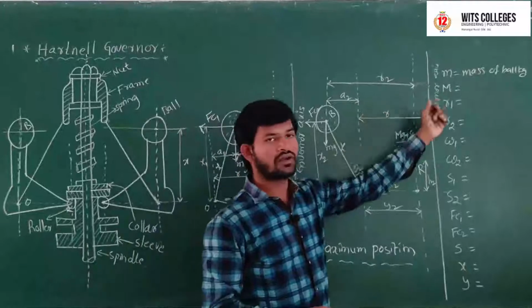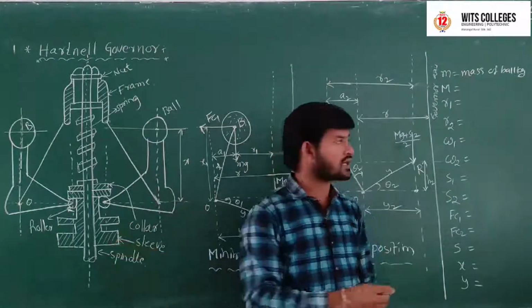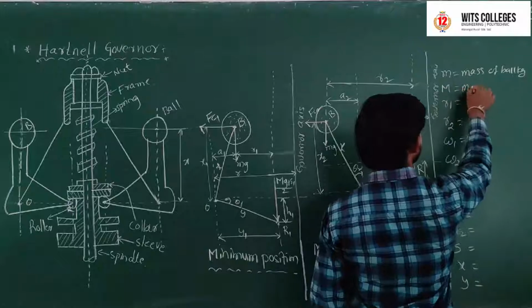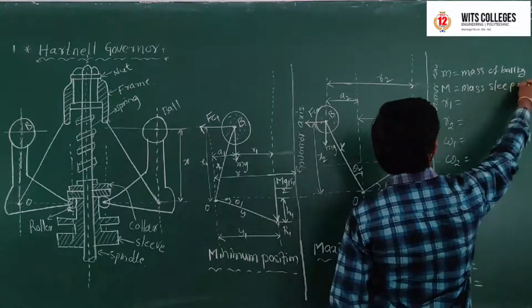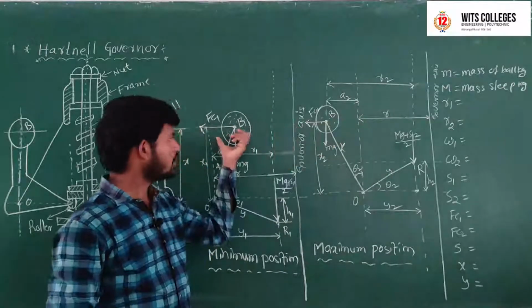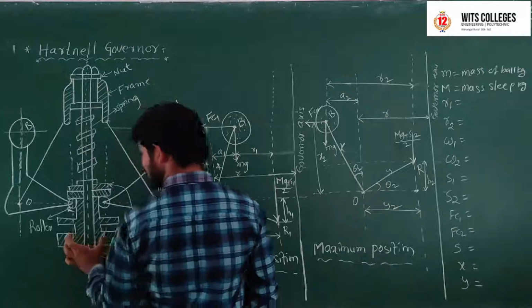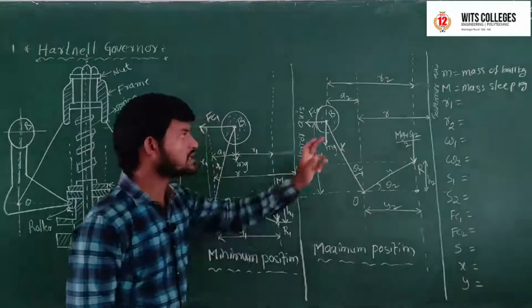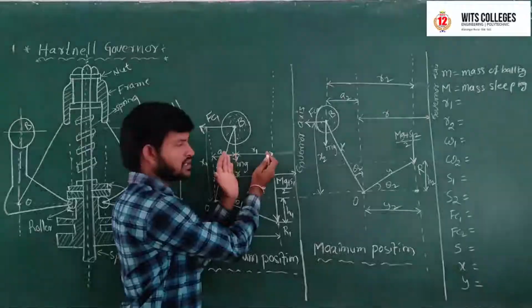Capital M is the weight of the sleeve, sorry, the mass of the sleeve in kg. Small m is the mass of the ball, capital M is the mass of the sleeve. Again next, r1.